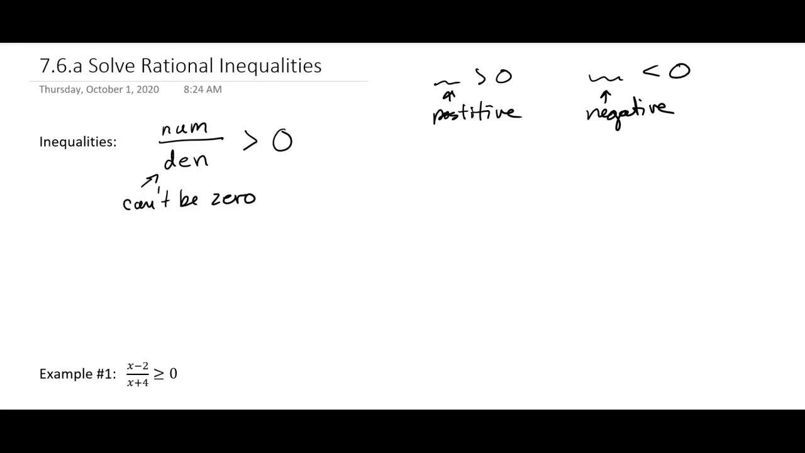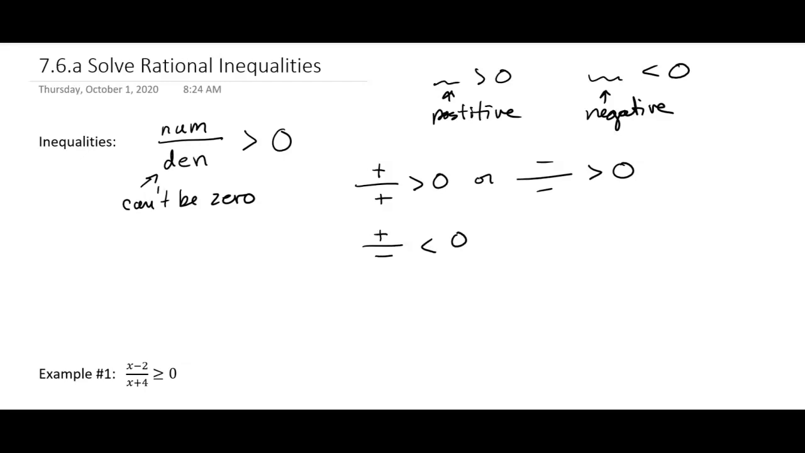If you wanted something greater than 0, you could have a positive over a positive, that'd be greater than 0. Or you could have a negative over a negative, and that would be greater than 0, because a negative divided by a negative is positive, right? If you want something negative, you could have a positive over a negative. That would be less than 0. Or you could have a negative divided by a positive. That would also be less than 0. So these are the concepts that we're going to use, and I'll show you how we do these problems.